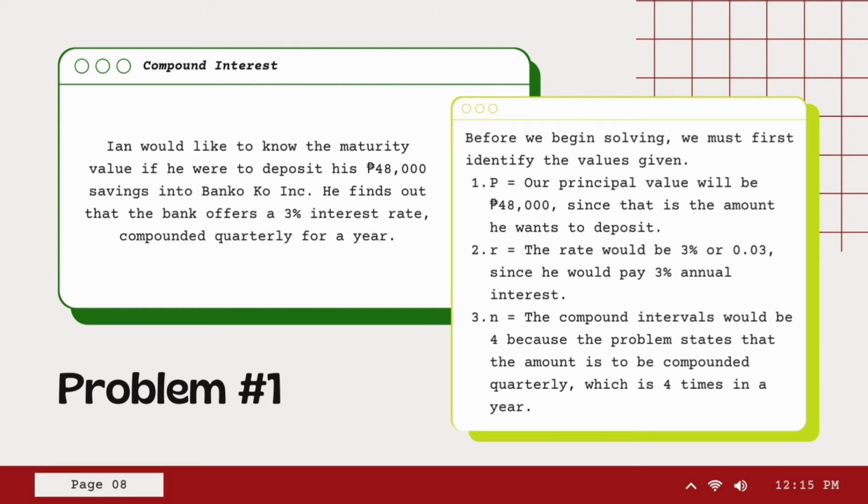Before we begin solving, we must first identify the values given. P. Our principal value would be 48,000 pesos, since that is the amount he wants to deposit. R. The rate would be 3% or 0.03 since he would pay 3% annual interest. N. The compound intervals would be 4 because the problem states that the amount is to be compounded quarterly, which is 4 times in a year.